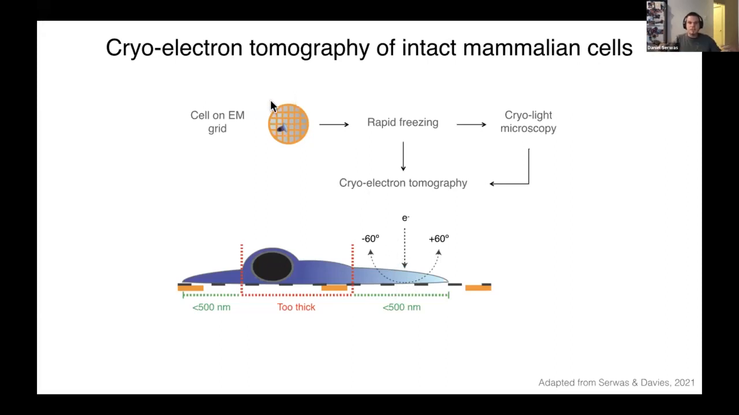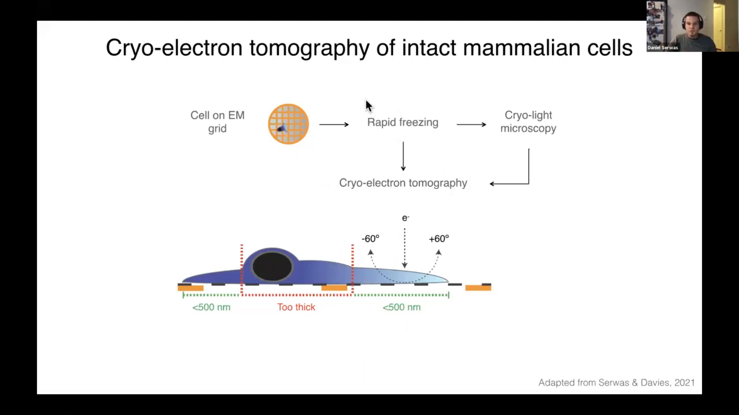After the cells spread on these grids, we rapidly freeze our samples by blot freezing. It's important that we only blot our samples from the back in order not to destroy or remove the cells from the grids. Then we can directly use these samples for tomography imaging.